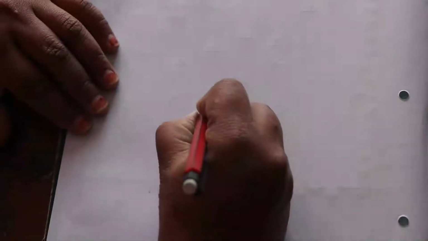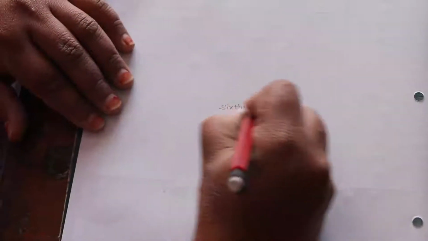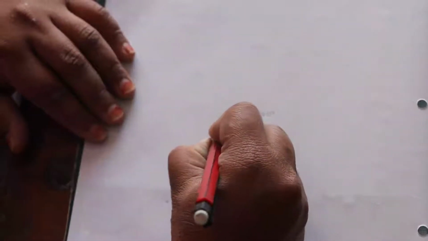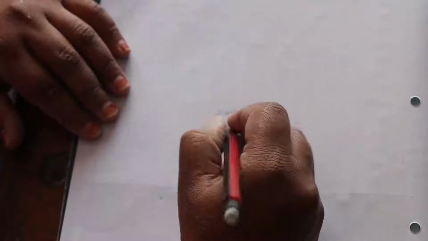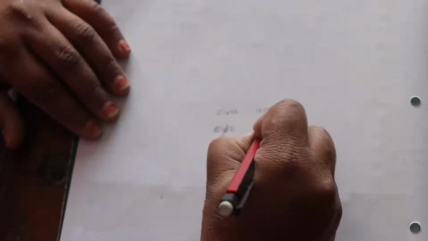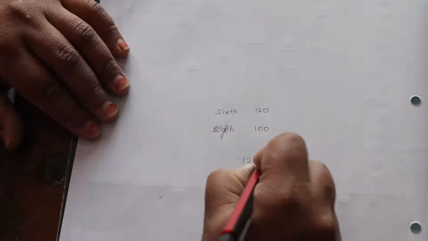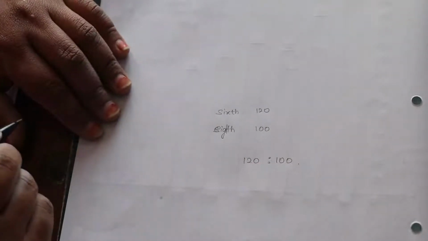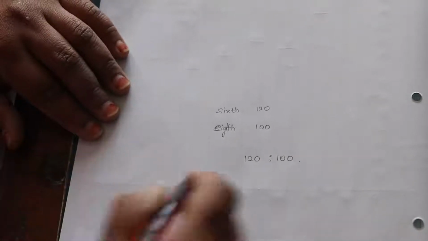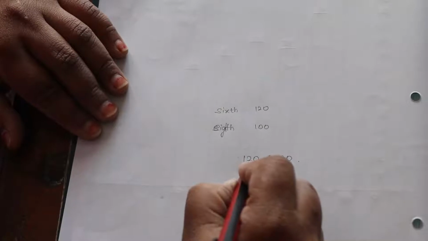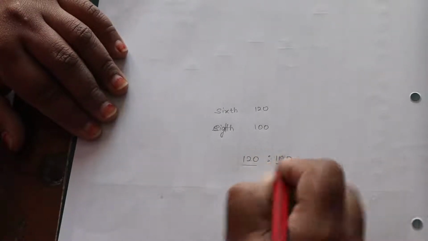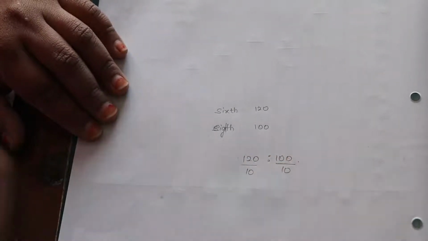So in 6th class we have 120 students, and in 8th class we have 100 students. So we have to find out the ratio. 120 is to 100. We have to divide both by the same number, okay. So we divide by the number 10, okay.